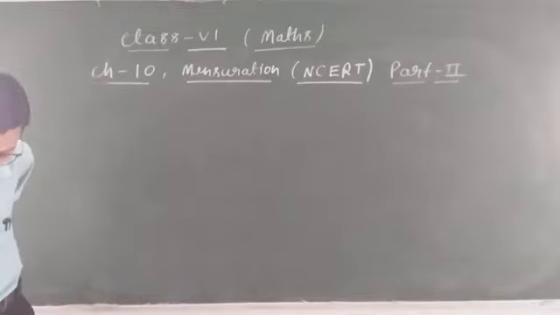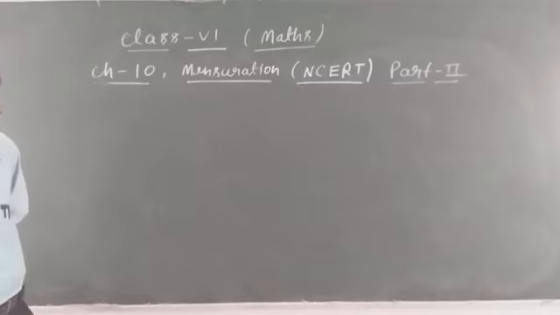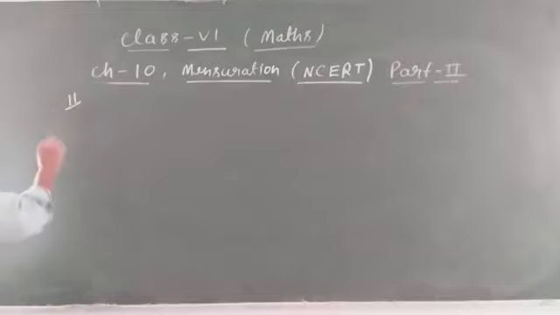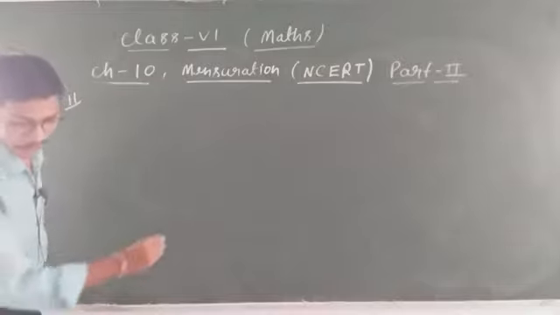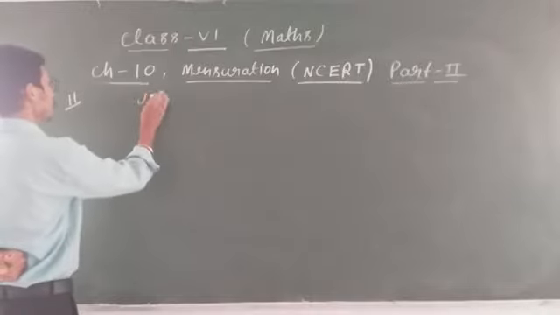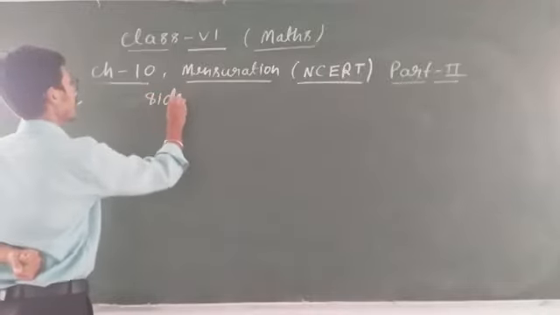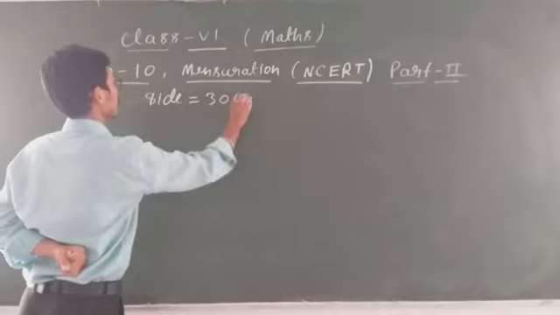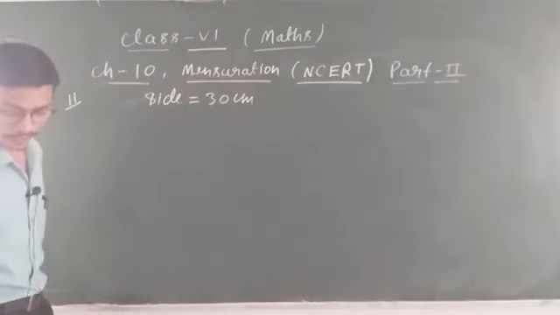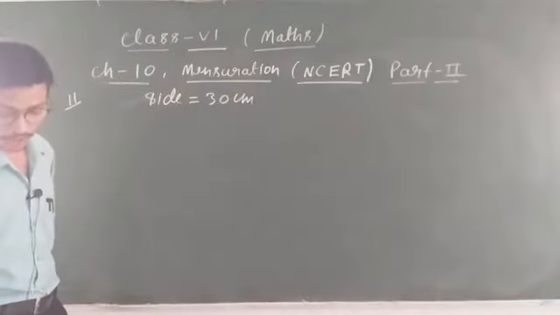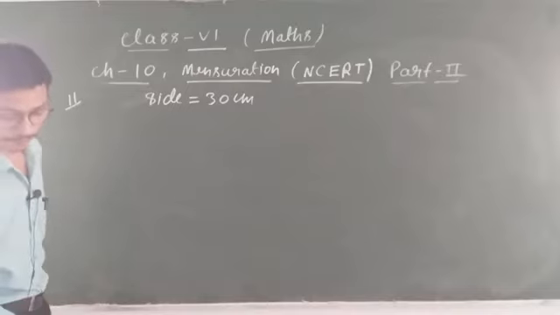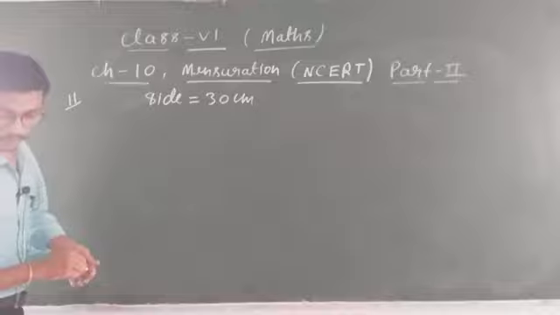Question number 11. What is given? A piece of string is 30 centimeter long. What will be the length of each side if the string is used to form a square? Very easy question. A piece of string is 30 centimeter long, so you can write it as 30 centimeter. We have to find out the length of each side.